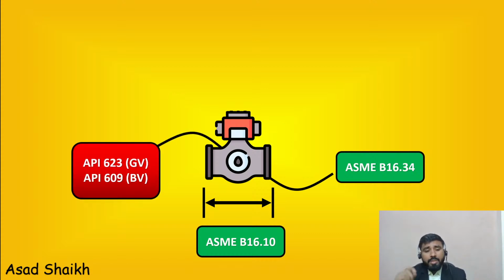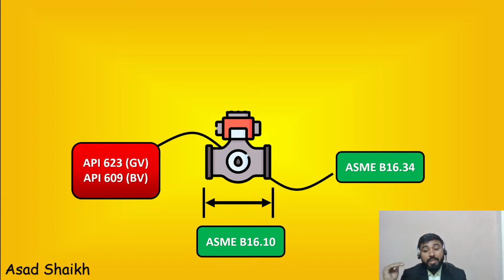Now, this is something which a lot of people get confused with. You also have API valve standards. For example, API 623 for globe valves or API 609 for butterfly valves. The point is, should I follow 16.34 or should I follow the API standard? This is one query which comes in. Overall speaking, API 623 for example is more stringent compared to 16.34. So if you have already specified API 623, then you are at a stringent requirement. So okay, fine, makes sense.